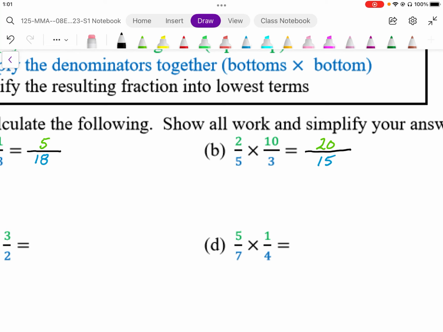So what we're going to do is divide the top by 5, and divide the bottom by 5. And so we're going to end up with 4 in the numerator, and in the denominator we're left with 3. So our simplified fraction is going to be 4 over 3.